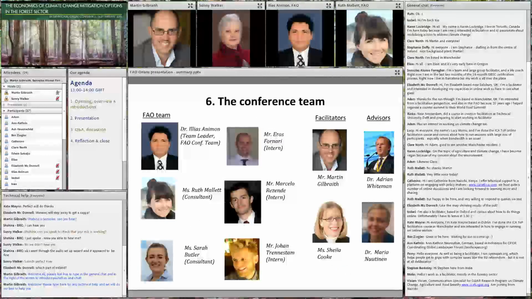The conference team, there was quite a large number of people involved in putting on the conference over several months. Illias and his team in Rome, you can see there Ruth and Illias, who are with us today, plus Sarah, Eros, Marcelo and Johan. The 6 of them were together in their offices in Rome, taking care of all the communications before, between and after the sessions, recruiting participants, taking registrations and so forth, dealing with all the presenters and arranging the recording of all the sessions, all the presentations, I should say, and the sessions, all of that sort of stuff.